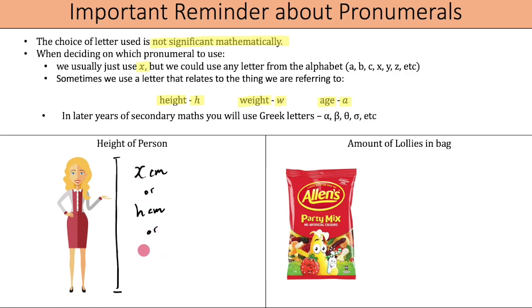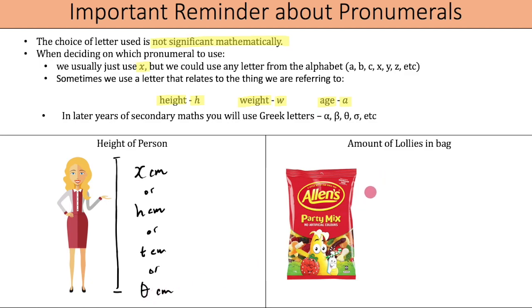Or you could say, I want to say T. Because why not? There's nothing important about the letter. Or if you really wanted to be fancy, you could even use a Greek letter. You could say that she is theta centimeters tall. But again, normally we use these Greek letters later on in our mathematical careers. Now, let's go through another example.